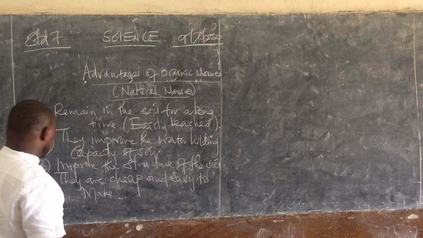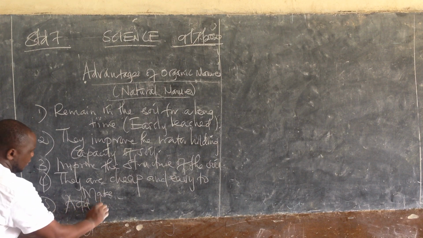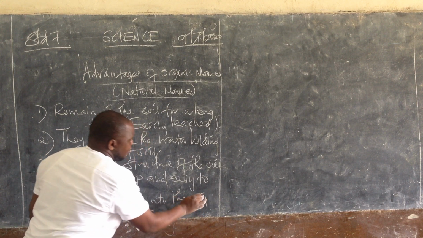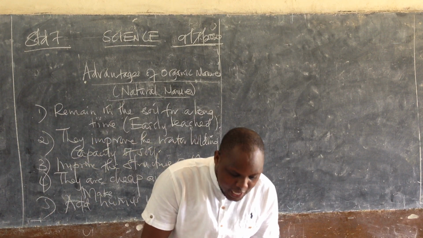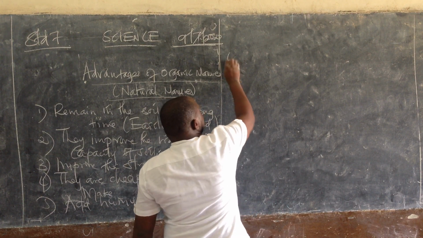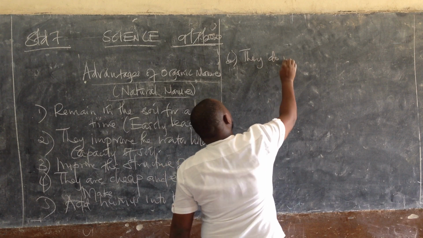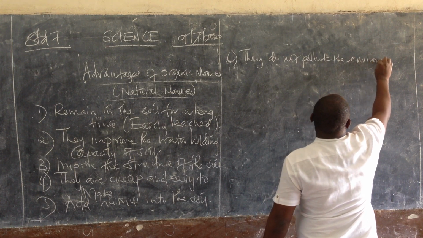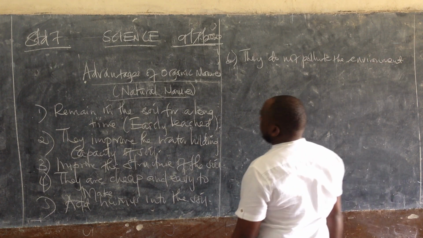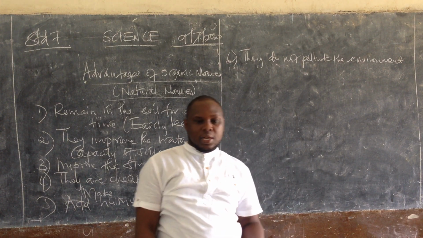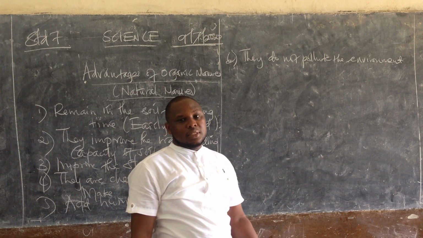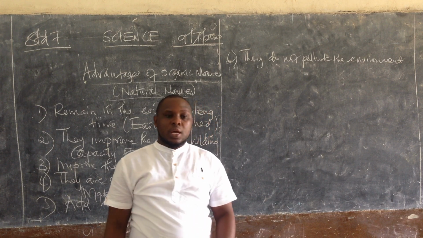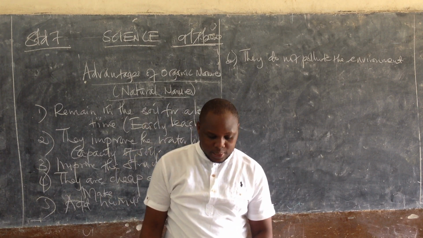Number five, they add humus into the soil, meaning that they improve the soil fertility. And lastly, number six, they do not pollute the environment. So you can say they are environment friendly. Even if you use them in small chambers at home, the kitchen gardens, you can still continue staying there with no effect from those manures, as in the case of inorganic fertilizers.